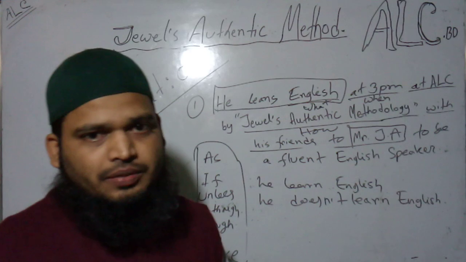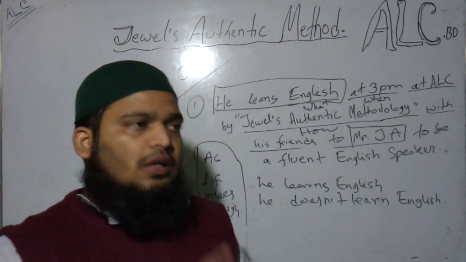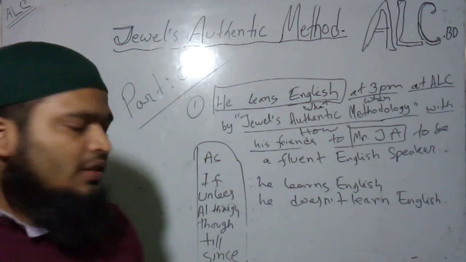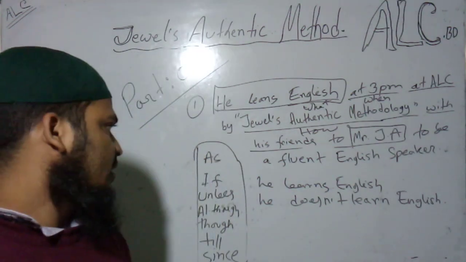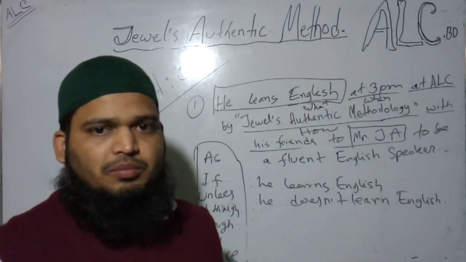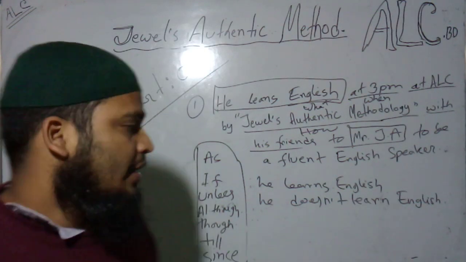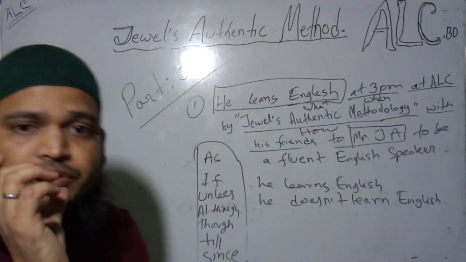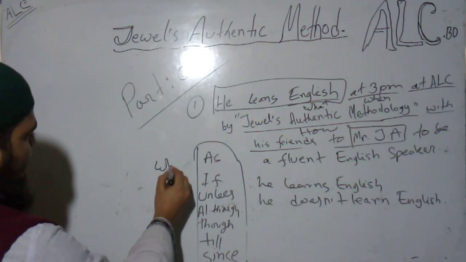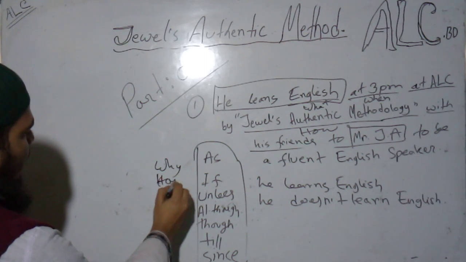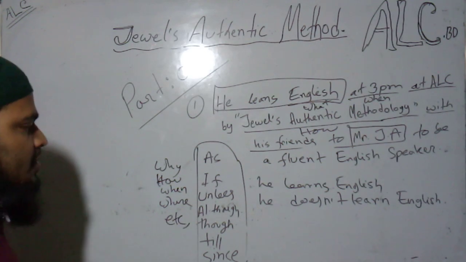Although he learns English, যদিও সে ইংরেজি শিখে, he is a good student, though he learns English to go abroad, till he learns English, সে ইংরেজি শেখার আগ পর্যন্ত, since he learns English, যেহেতু সে ইংরেজি শিখে. In this way, you can create different types of sentences. And dear viewers, you can also use WH words before affirmative and negative sentences. All of the WH words: why, how, when, where, etc.